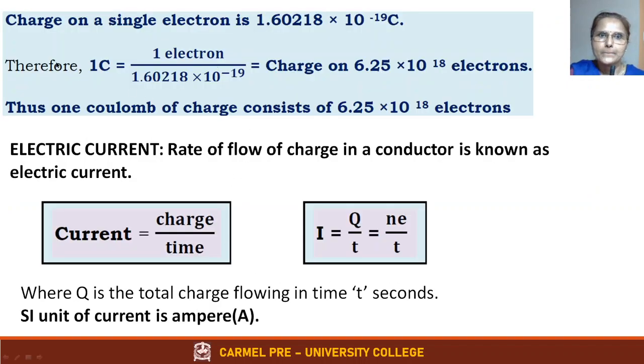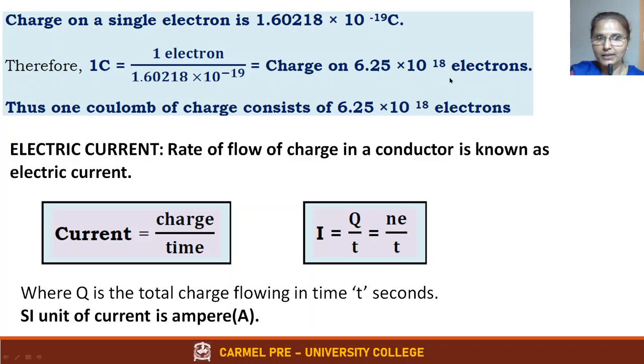Next, if the charge on a single electron is 1.6 times 10 to the power of minus 19 coulomb, then how many electrons are present in 1 coulomb? For that, all you have to do is 1 divided by 1.6 times 10 to the power of minus 19. If you calculate this, you will get that charge of 1 coulomb is nothing but the charge on 6.25 times 10 to the power of 18 electrons.